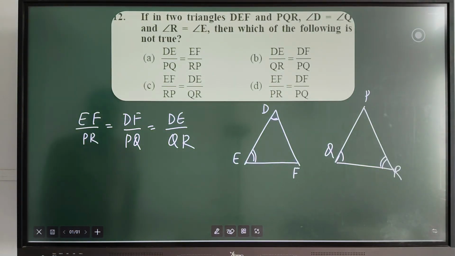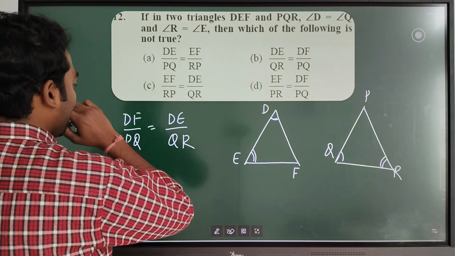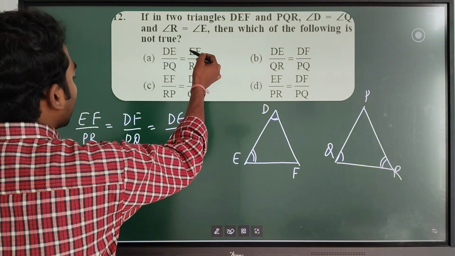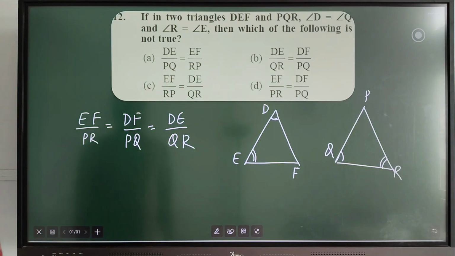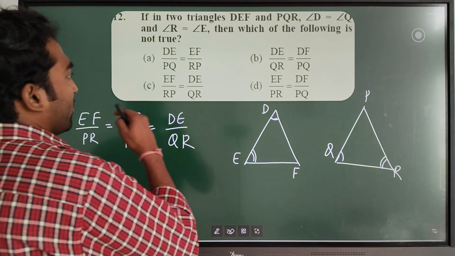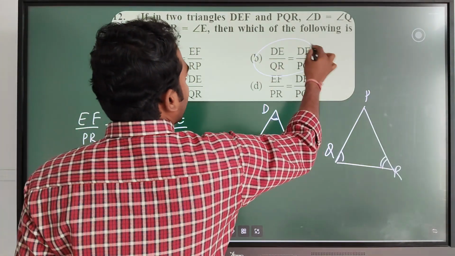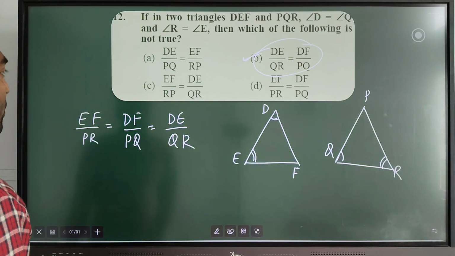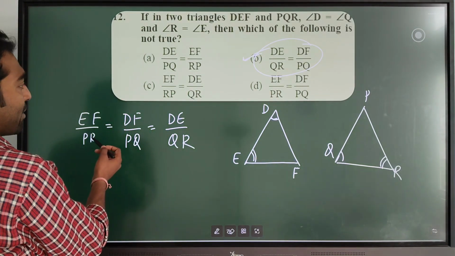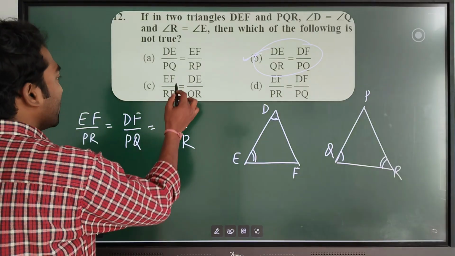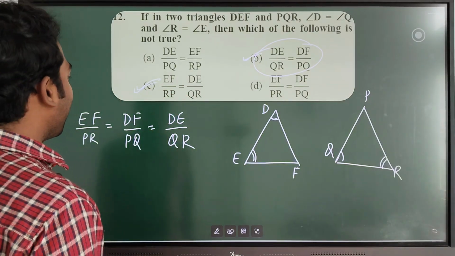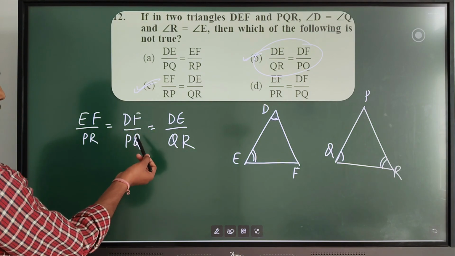So you have to check which one is not correct. DE by PQ is equal to EF by RP, I think. Okay, wait. DE by QR is equal to DF by PQ. So this will be correct. Option C, EF by RP or PR is equal to DE by QR. This is also correct. And EF by PR is equal to DF by PQ, and this is also correct.